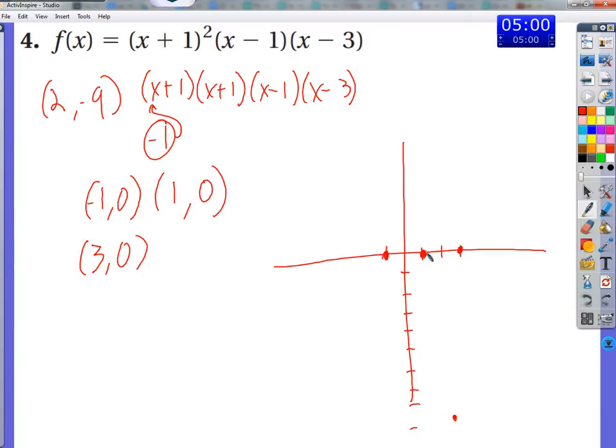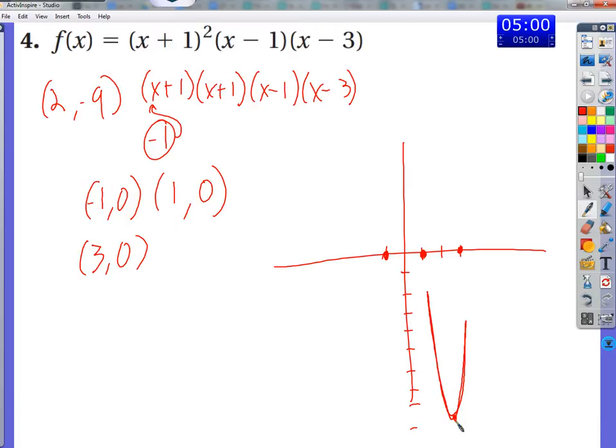But maybe, could it come down here and go like this and go up there? No. Why not? Because that means it would be another point on the x-axis, another x-intercept, and we've already found all the x-intercepts. So it must come down through here. And so the point here is, between these two x-intercepts, since this point's down below the x-axis, then what?